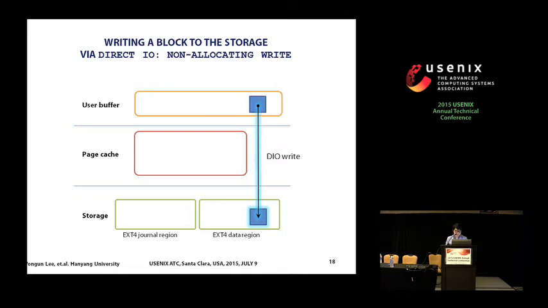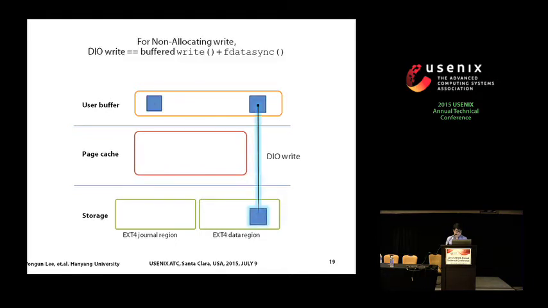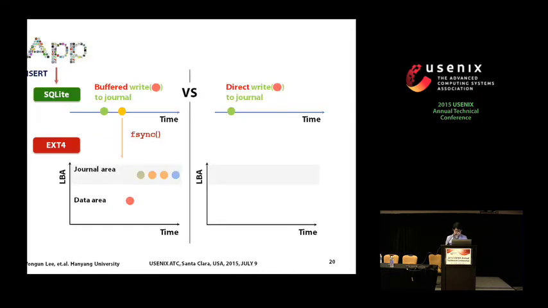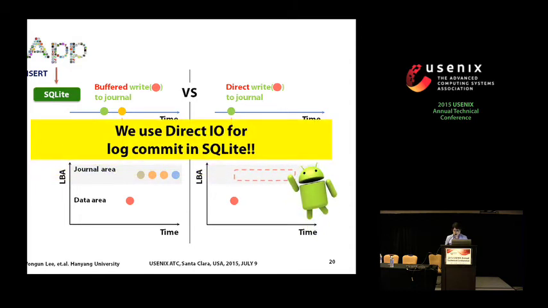The benefit of using direct I/O is observed when we use non-allocating write. Direct I/O does not accompany file system journaling. After analyzing the I/O behavior, we found that buffered write followed by fdatasync and direct I/O in non-allocating write show the same behavior. In both cases, ext4 does not accompany file system journaling. By analyzing the I/O behavior, we found the important key to solve the journaling of journal anomaly. We decided to use direct I/O for SQLite to remove ext4 journaling.